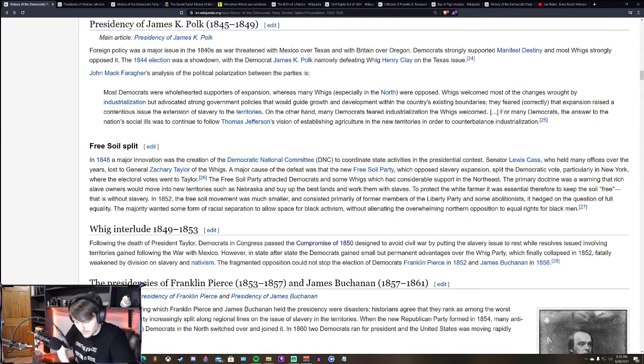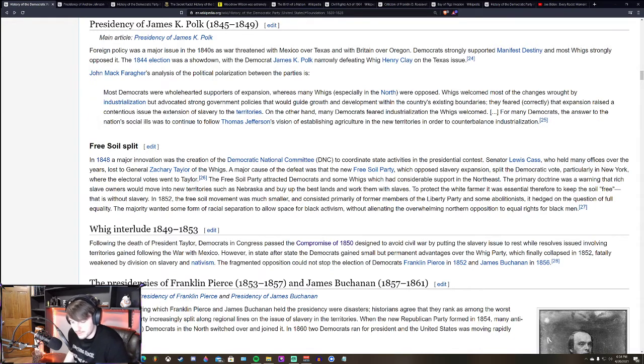And the only thing really notable about him in his presidency is that he just, again, wanted to continue Jefferson's vision of establishing agriculture with slaves and plantations. He completely opposed industry, just like the previous one. And during his presidency, in 1848, the Democratic National Committee was formed, and this Free Soil split occurred, which was because of disagreements, I guess, over slavery.